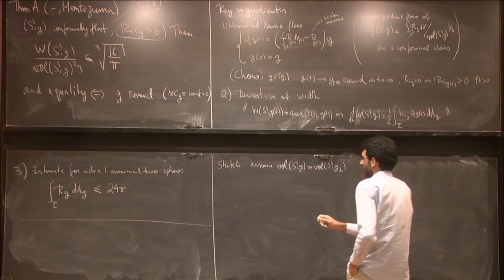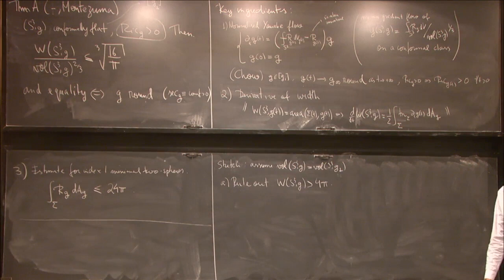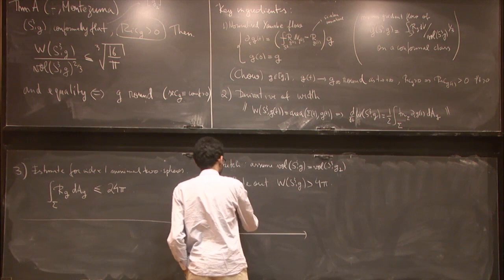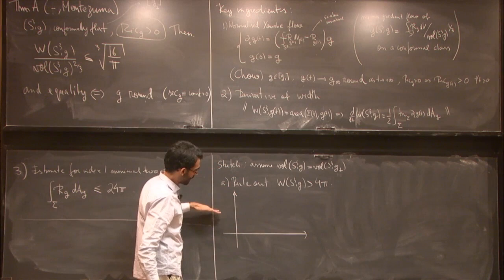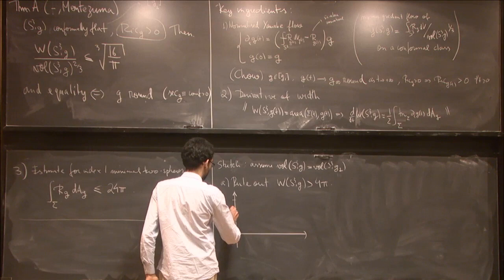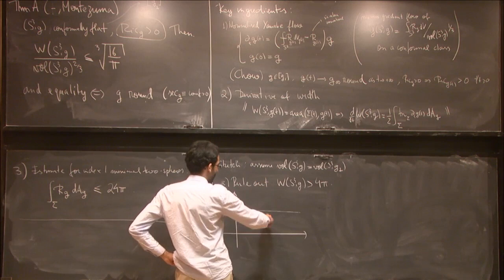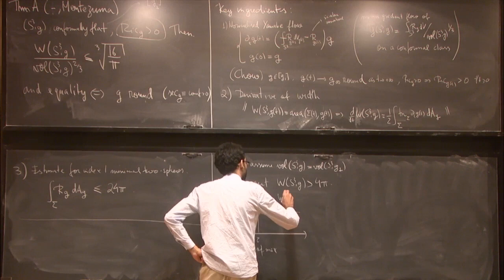So the first step is to rule out this being bigger than 4 pi. Right, so now let's introduce the flow. So we pick that metric and flow. I want to draw the graph of the width. So I know that at the end, I'm converging to the round metric with volume 2 pi squared. So the width of the limit is going to be 4 pi. And I'm starting at a level above 4 pi. So what I know for sure is that whatever graph I see, it will have a maximum, which could be t equals 0.